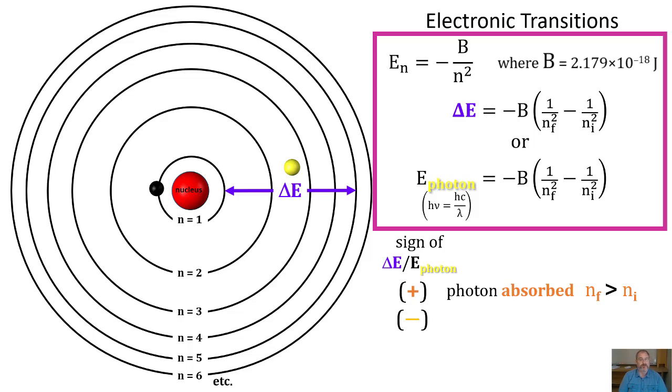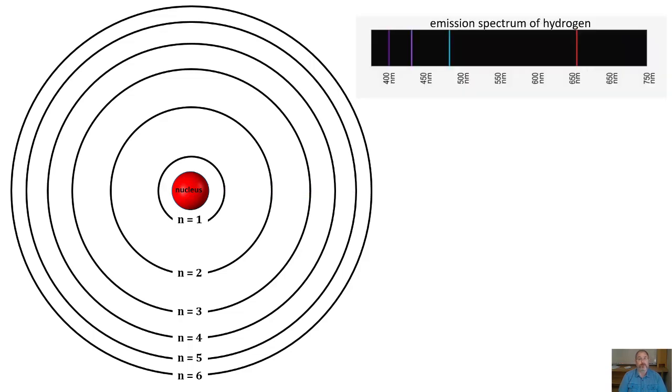Whereas when the sign of delta E is negative, that means that photons are being emitted or released and electrons are going from a high energy state and ending in a low energy level. So the sign of delta E is going to be really important for us establishing whether photons are being absorbed or emitted by the process. Now we can finally understand why the emission spectrum of hydrogen only has certain discrete wavelengths being emitted.